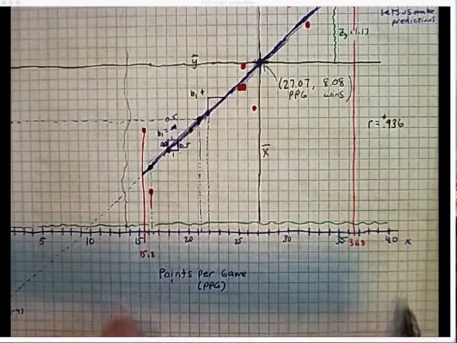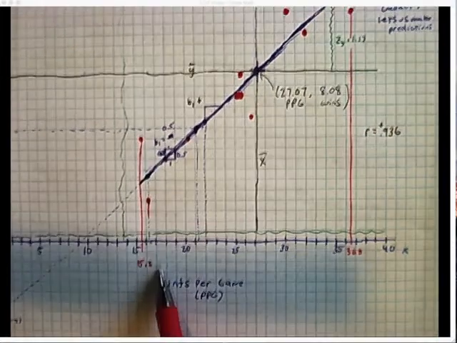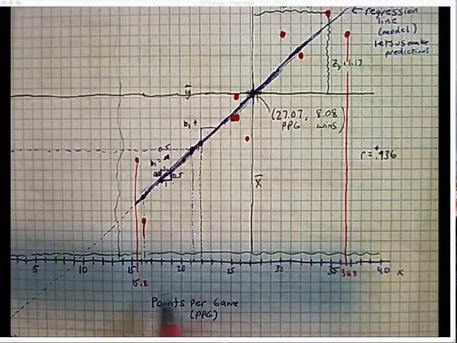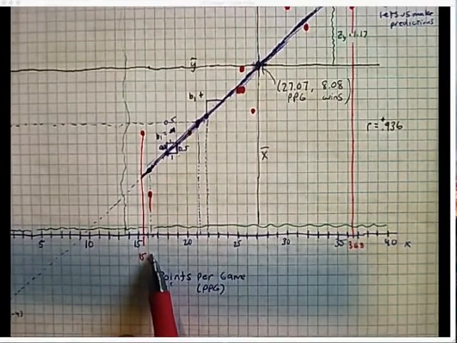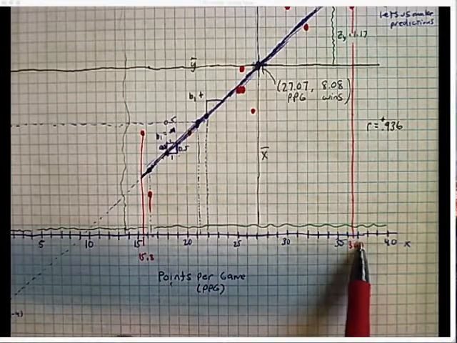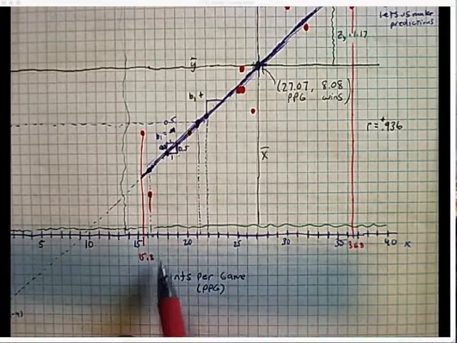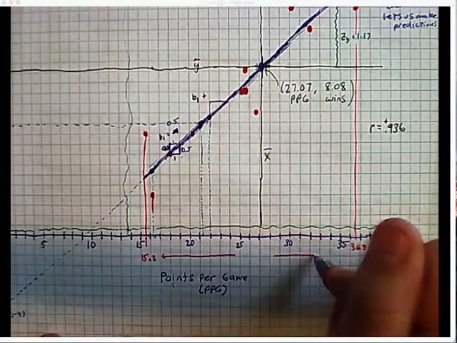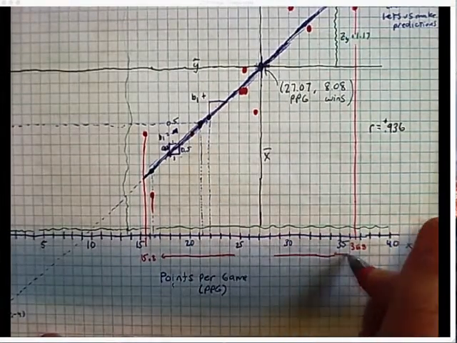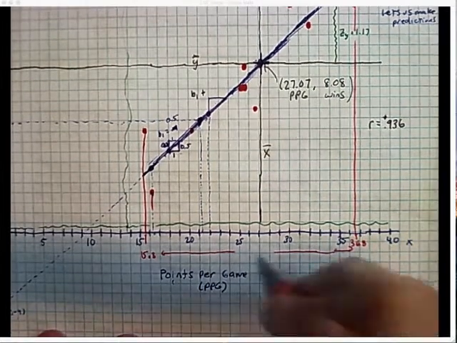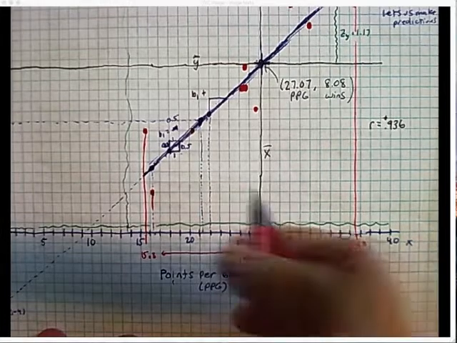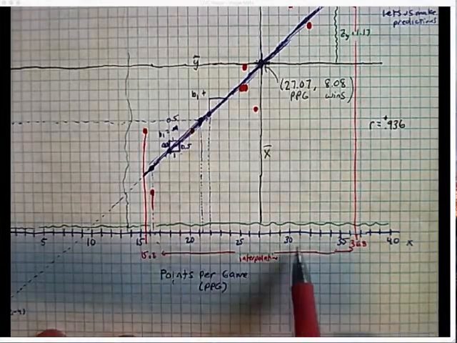All right, so it's fair for me to make predictions as long as I'm plugging in points per game between these numbers. Okay, it makes sense to make predictions for SEC teams if they're between that many points per game. What that's called is interpolation because it's inside the domain of X.